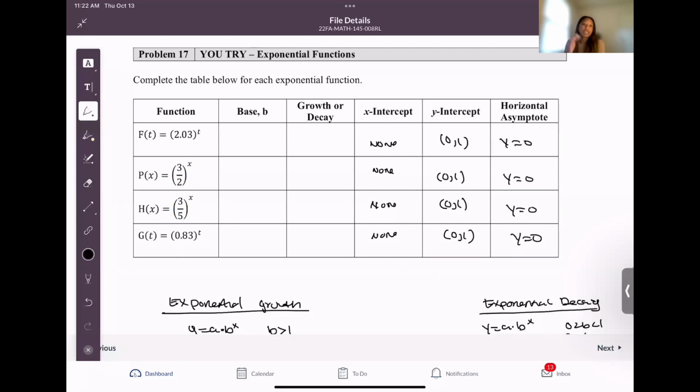Now the rest of this we need to find. For 2.03 to the t, the base is 2.03, and that would be a growth. I'm just going to put G for growth. For 3/2 to the x, the base is 3/2. That's bigger than 1, so that would be a growth. For h of x equals 3/5 to the x, the base is 3/5. That's less than 1, so this would be a decay. And for g of t equals 0.83 to the t, the base is 0.83, which is less than 1, so this is a decay.